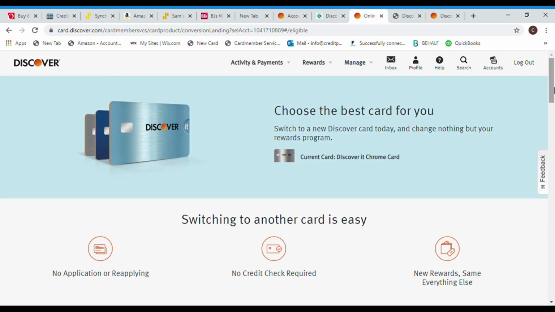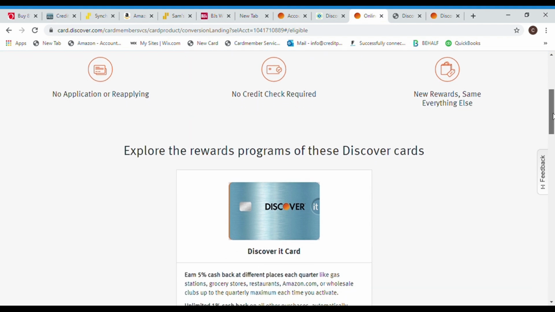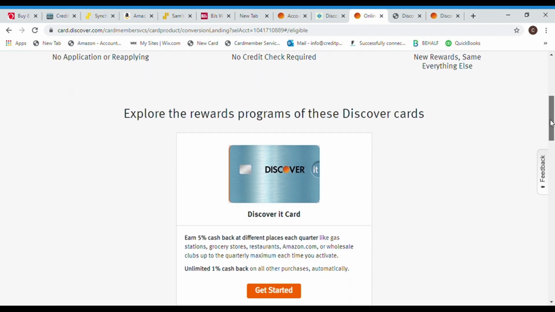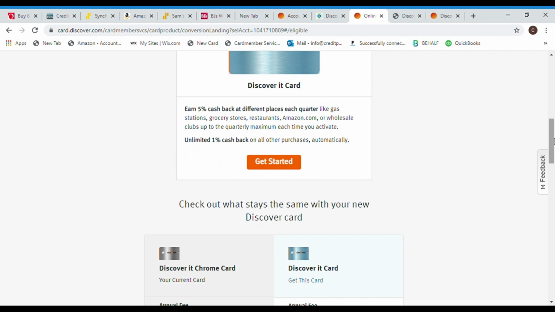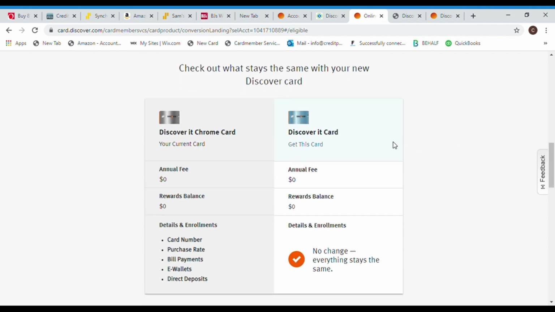All right, so here we are back at the card conversion landing page. So I just went over this Discover It card or cashback card. And here, we have my current Discover It Chrome card and Discover It cashback card, which is the offer that they're giving me in terms of the card conversion.